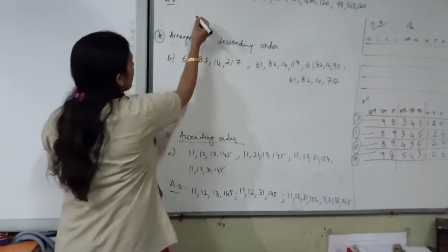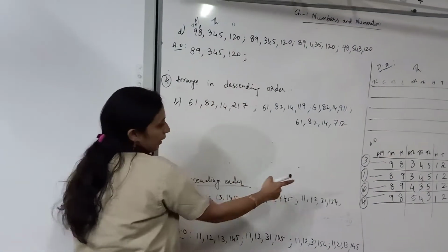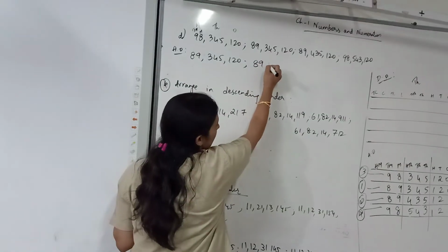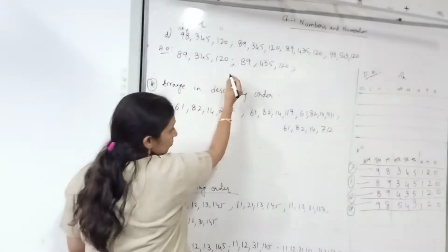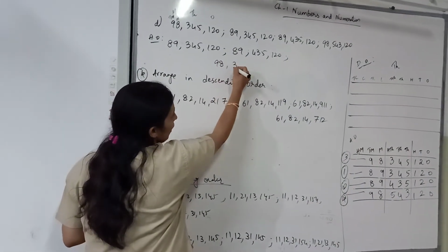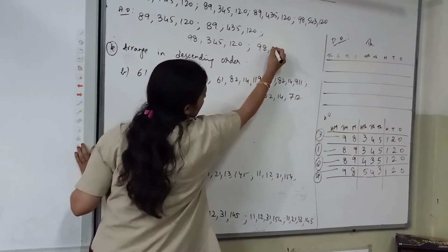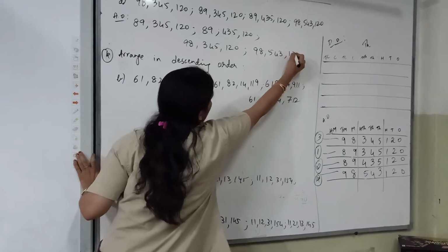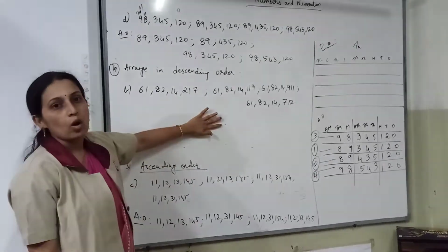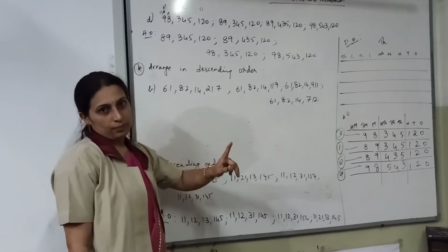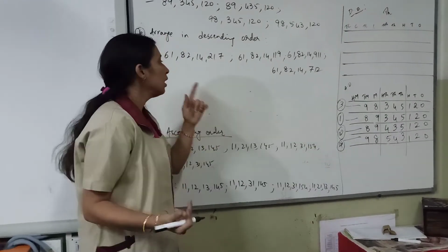What is the first one? 89,345,120. Next, second one is 89,435,120. And next is 98,345,120. And last one is 98,543,120. Similarly, we will also do it for descending order. We will do it for one bit, and the rest of the bits you will do as homework in your classwork as per the given law.